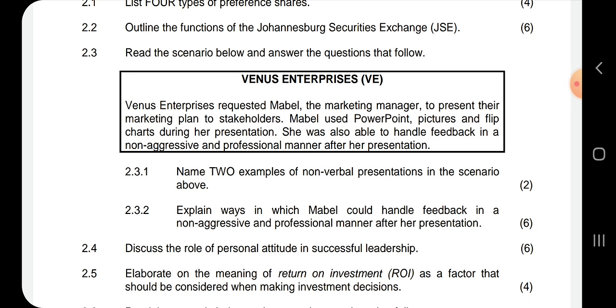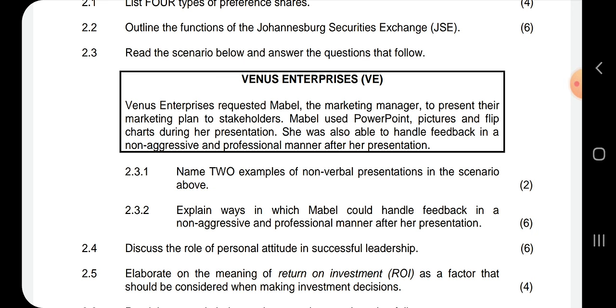And then 2.5 says, elaborate on the meaning of return on investment as a factor that should be considered when making investment decisions. Return on investment is what you will get after you invest the money. They will say this is how much you will get after investing the money. So that is return on investment. Discuss return on investment. How important is it? The meaning of it and factors that should be considered. Okay, so that's how you answer.